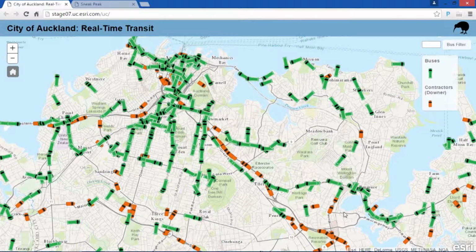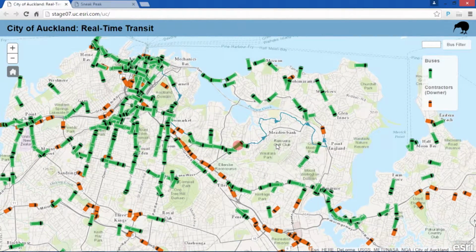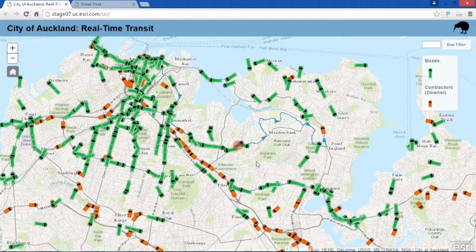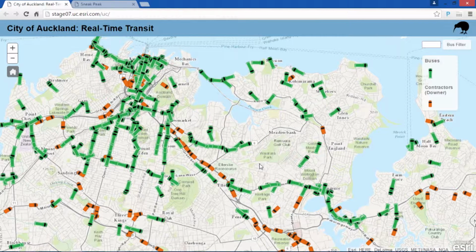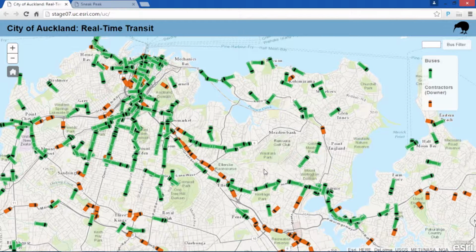As more sensors are connected to the resources we use every day, we're more interconnected and aware of the state of our systems. Here we're looking at real-time transit feeds in the city of Auckland. There's a little over 900 city buses in Auckland, shown in green, and another 400 service vehicles, shown in orange, operated by the contractor Downer. And we're using the real-time capabilities in ArcGIS to monitor these 1,300 vehicles with position reports and updates every second.